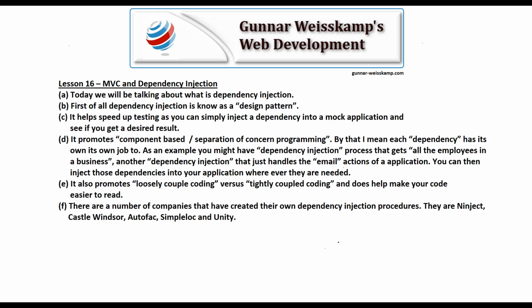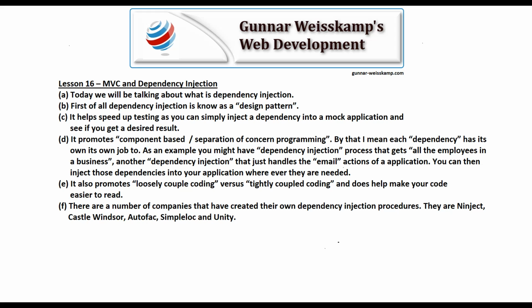By that I mean each dependency has its own job to do. As an example, you might have a dependency injection process that gets all the employees in a business, another dependency injection process that just handles the email actions of an application. You can then inject that dependency into your applications wherever they are needed. So the email process is just concerned about the email mechanics for the application, while the getting all the employees is just concerned about that process of getting all the employees.